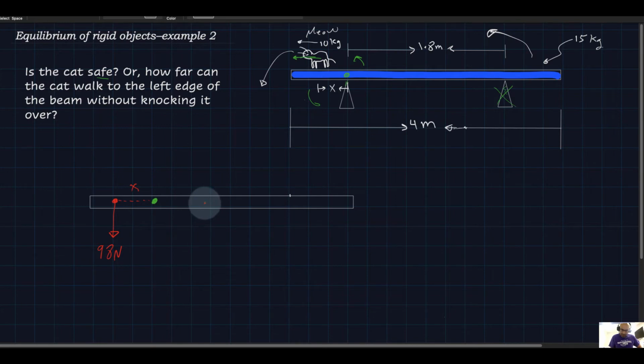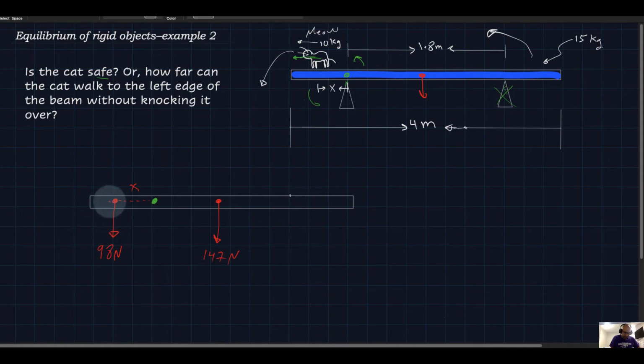And the other force acting on the beam from the other side is the center of gravity of the beam. So that's the center of gravity of the beam here in the middle. And the weight of the beam is equal to 15 times 9.8, and that's 147 Newtons. So this is the axis of rotation. This is the weight of the beam acting on one point. We call it the center of gravity. And this is the weight of the cat.